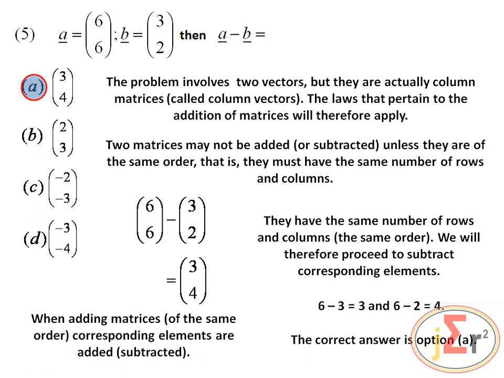When adding matrices, we will add them if they are of the same order, and corresponding elements are added, or in this particular case, subtracted. So that is the rule. We cannot add matrices unless they are of the same order. When they are of the same order, we add or subtract corresponding elements. So the one at the top is subtracted from the one at the top, and so on.